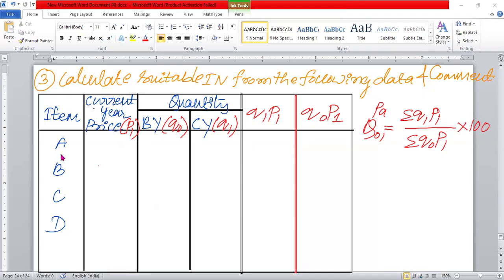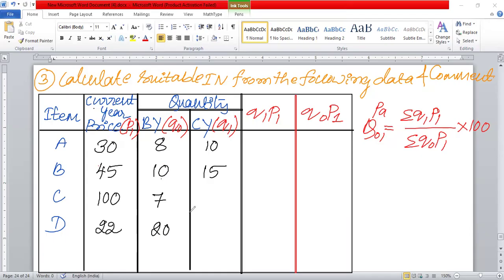Ready with that? So the data: 30, 45, 100, 22. Then 8, 10, 7, 20. Here 10, 15, 10, so 25. So take your calculator.